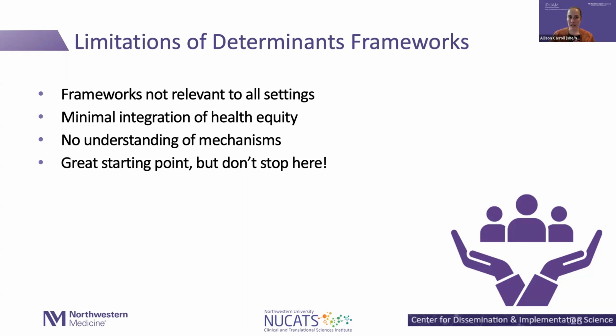There also isn't a great understanding of the mechanisms of determinants. Again, Amy mentioned that CFIR and many of the other determinants frameworks do not really show relationships between the determinants themselves. There's some work that this has become a burgeoning area in the field, trying to better understand the mechanisms of how and why things work. And so the determinants frameworks that we have, they're a great starting point, but we also don't want you to feel too limited or constrained by what exists.